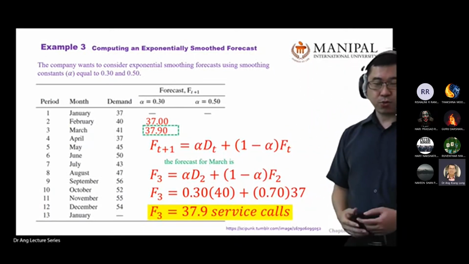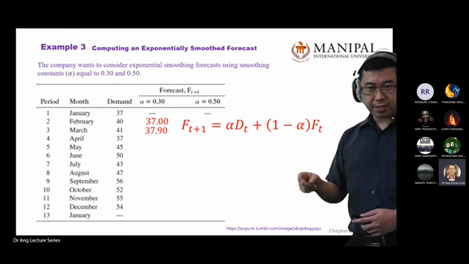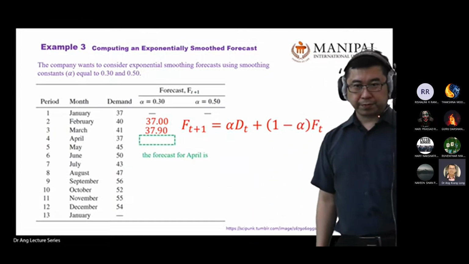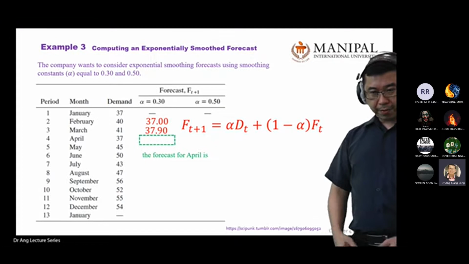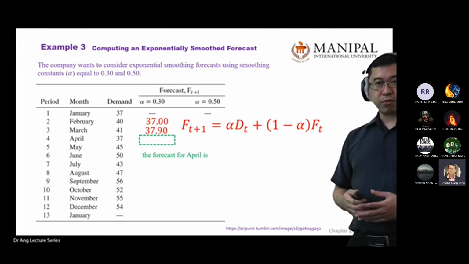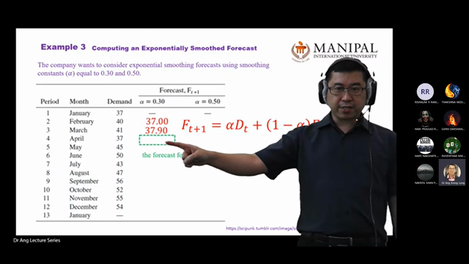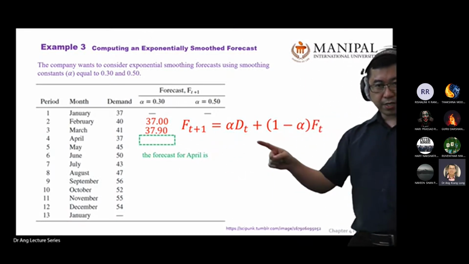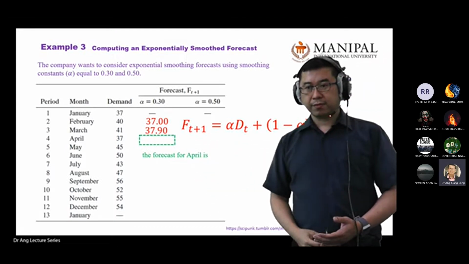Okay, let's do one more example. Same equation. Now we focus on number 4. It's April, so you should do the same, right? Maybe I give you 20 or 30 seconds. Calculate the forecast here, forecast number 4. What is the value that you get?